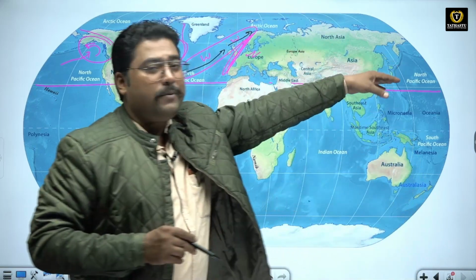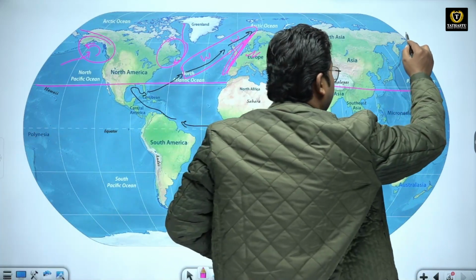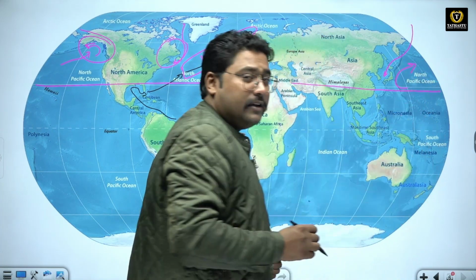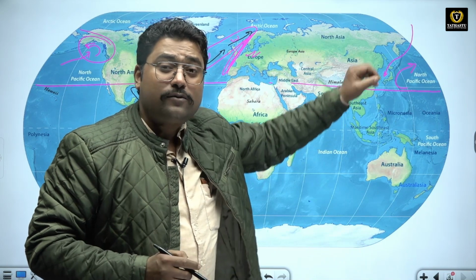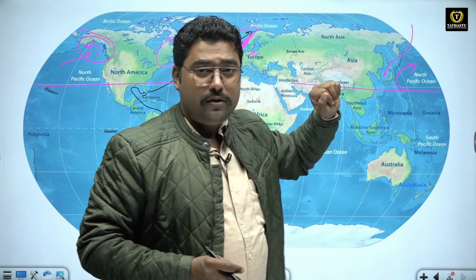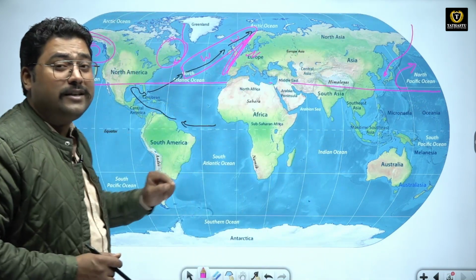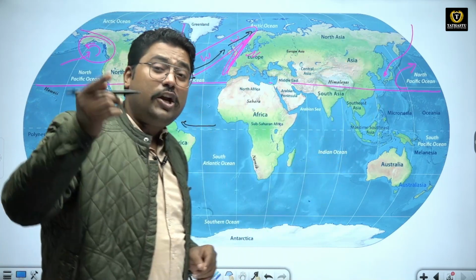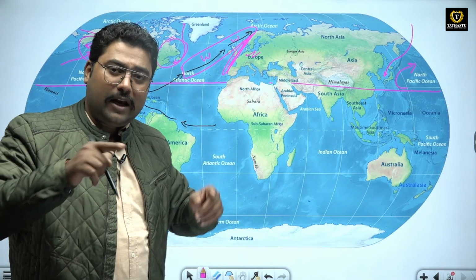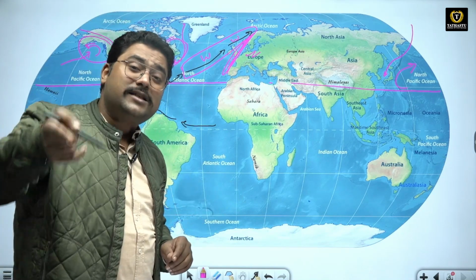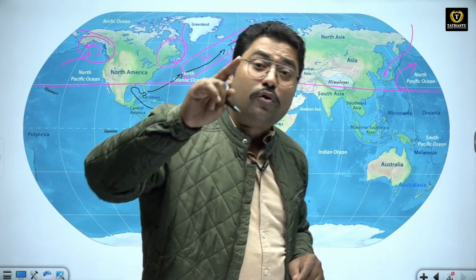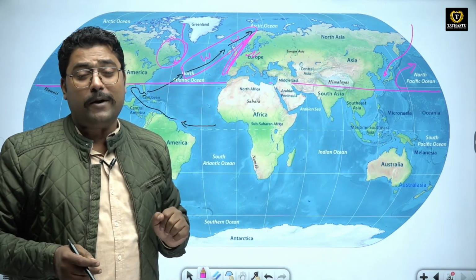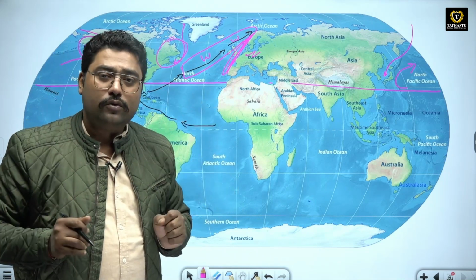If we see the example of Japan, one is the Oyashio current and one is the Kuroshio current. Kuroshio is warm and Oyashio is cold. So when the Oyashio enters Japan, it moves towards the western coast of Japan, and during winter season they are frozen. But simultaneously, due to the warm Kuroshio, the eastern coast of Japan is open during winter season also.